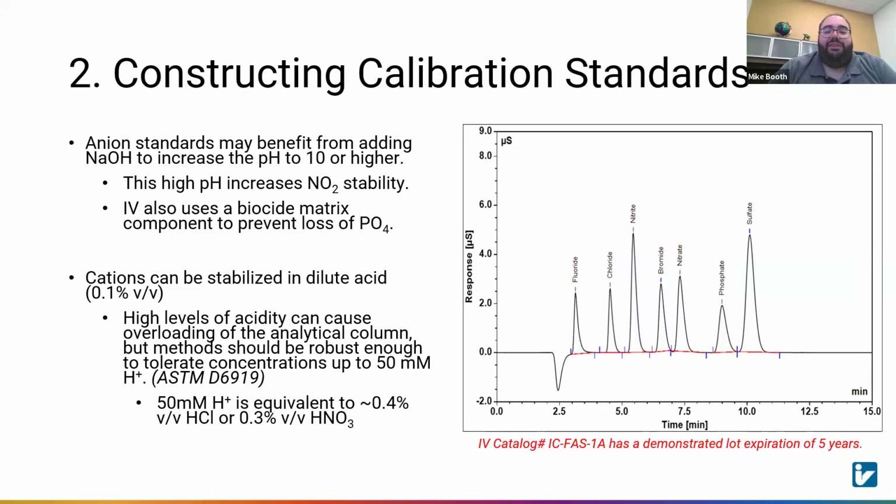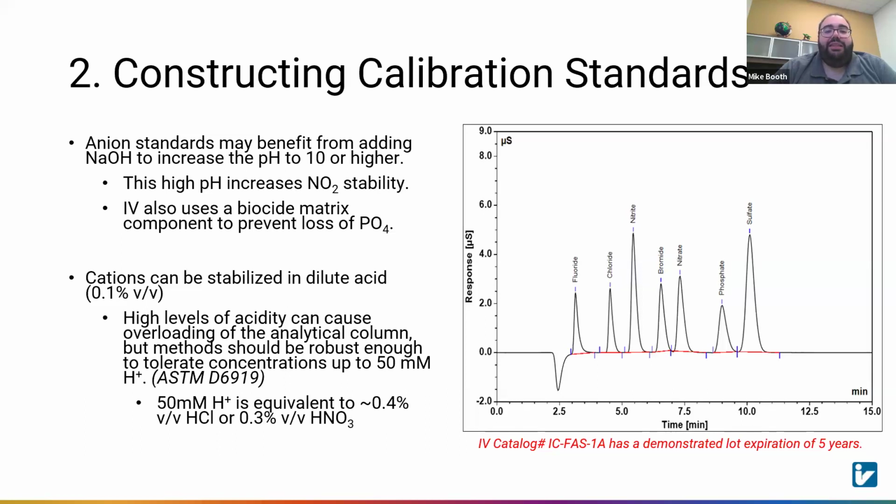And this chromatogram on screen here is just an example. This is one of our stock blends that's available in our catalog. It's demonstrated stability for up to 5 years, and it includes nitrite, nitrate, and phosphate, along with some of the others that we refer to as the big 7 anions that we see coming through. So how you prepare your matrix for your standards can play a big role in the stability of them.